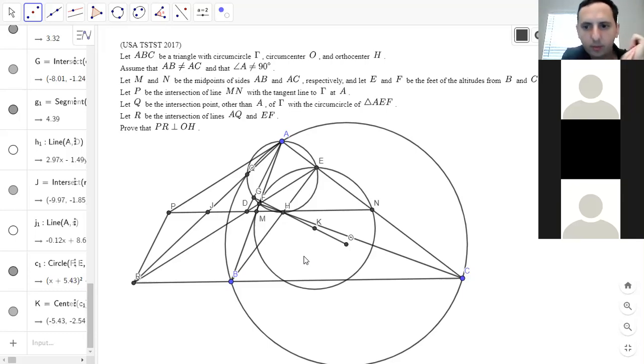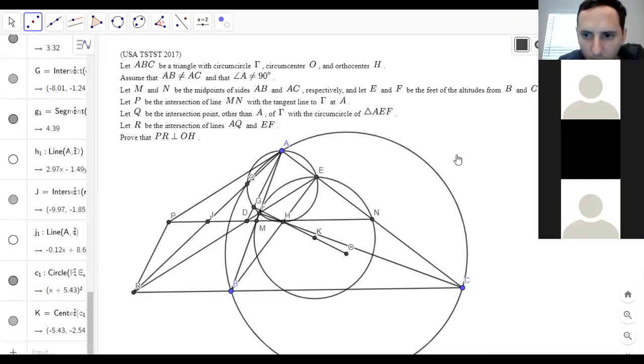Wait, isn't that, I mean, angle AGH, sorry. OH, FN, and ME should concur. That is actually sufficient by Brokard's theorem.